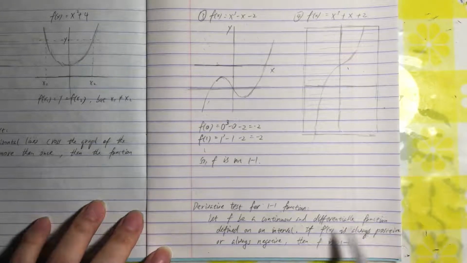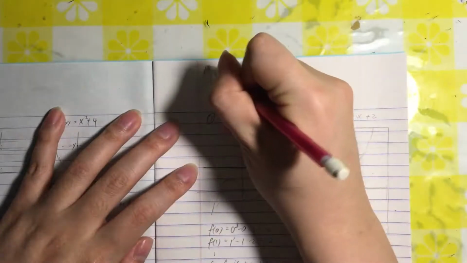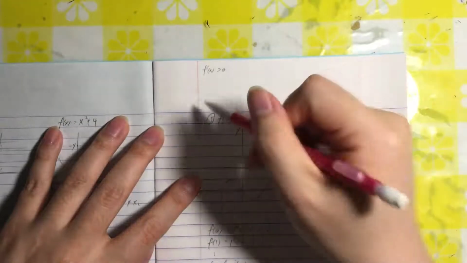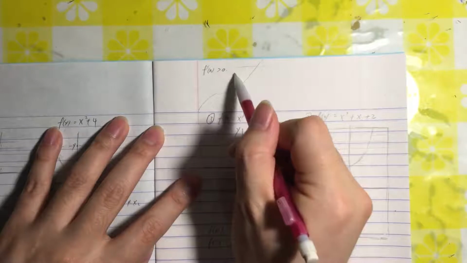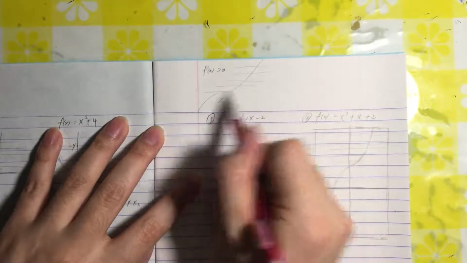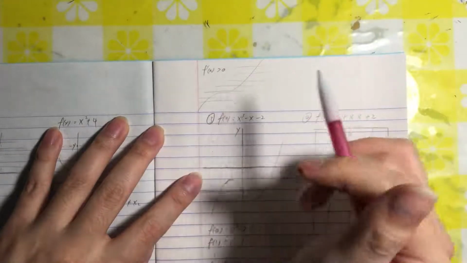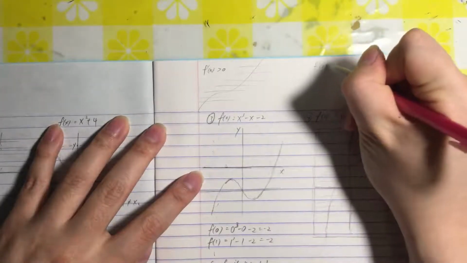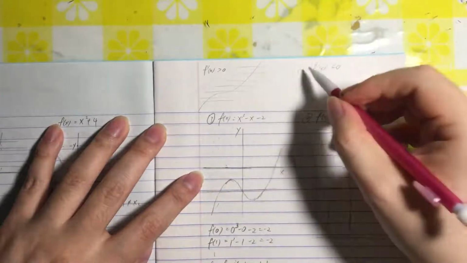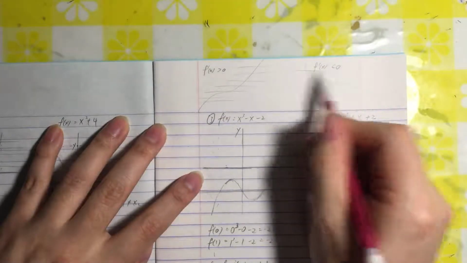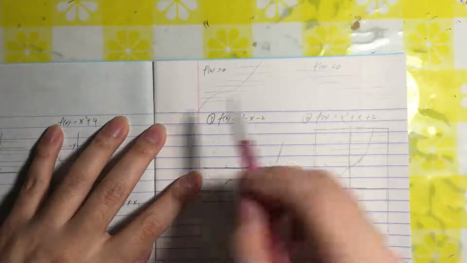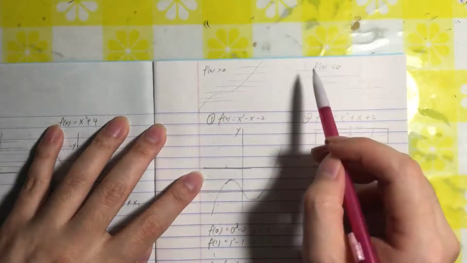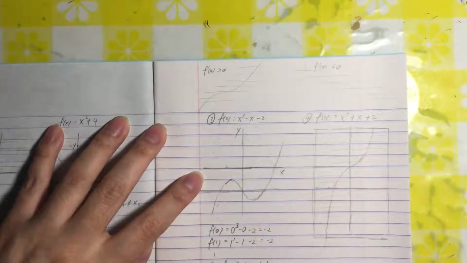So, if f prime is always positive, that means the function is increasing. If the function is increasing, it passes the horizontal line test. Every horizontal line crosses the curve no more than once. So the function is one-to-one. If the derivative is negative, then the function is decreasing. It also passes the horizontal line test. So if the derivative is always positive or always negative, then the function is one-to-one. That's called the derivative test.